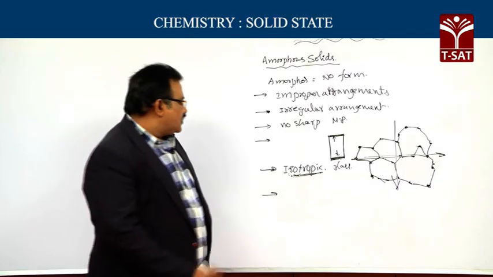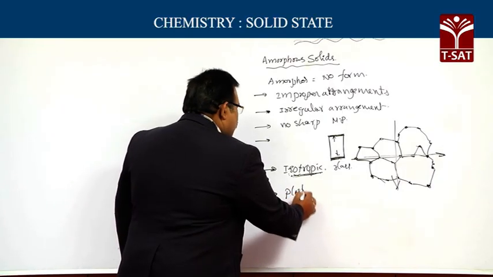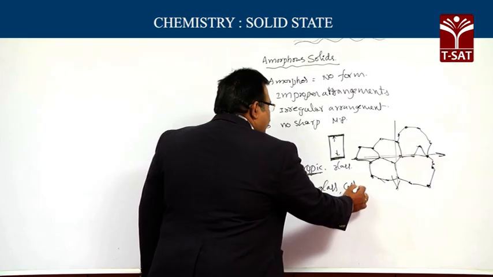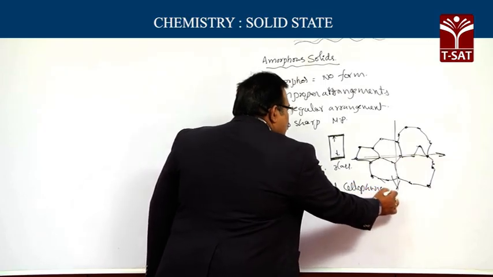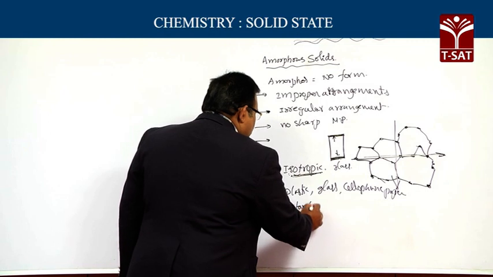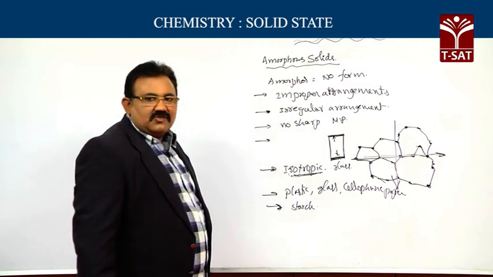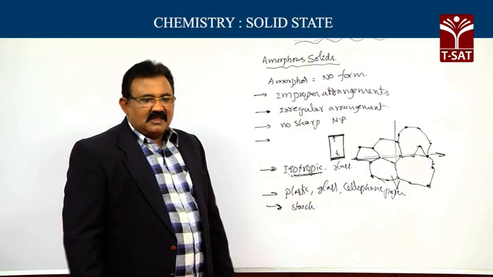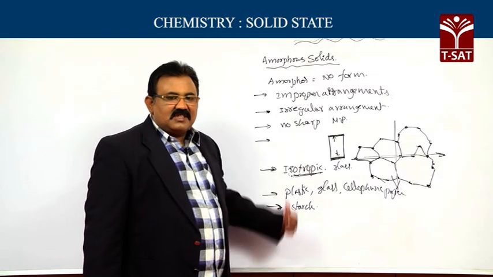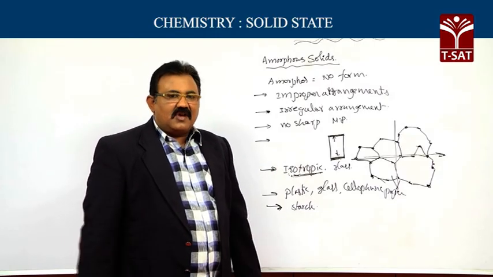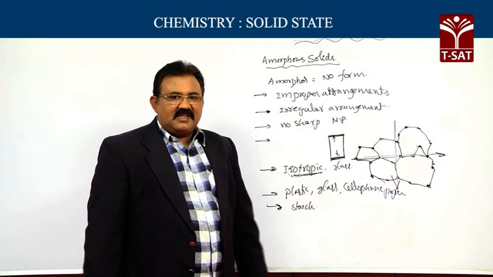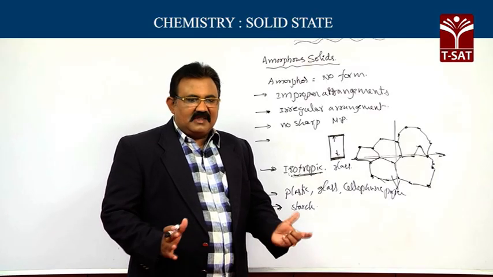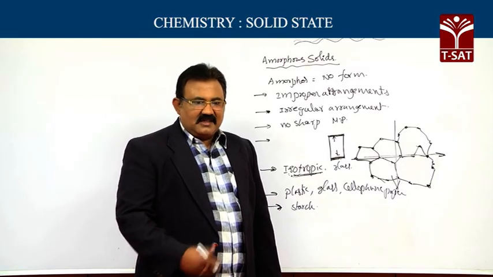The best examples for amorphous solids are plastic, glass, cellophane paper, and starch is a little bit amorphous and also crystalline. Let us look at the slides for these amorphous and crystalline solids, and observe the differences between them, how they are related and how they differ from each other, in the next slide.